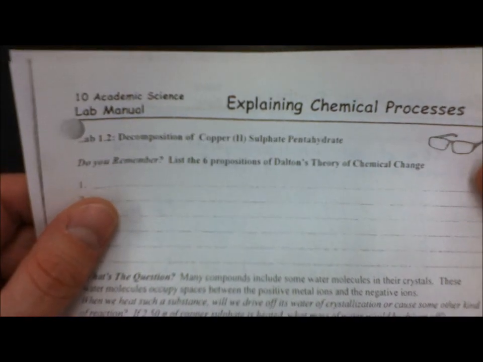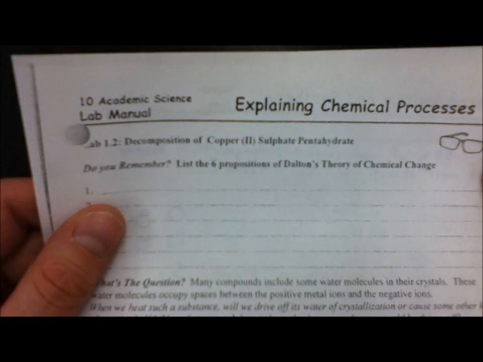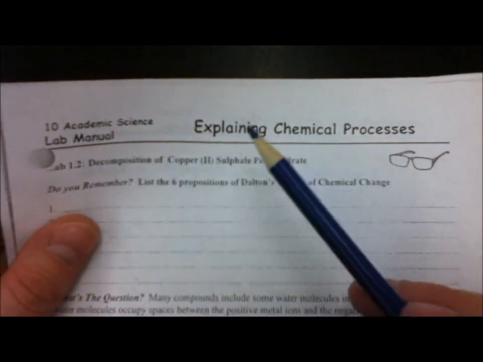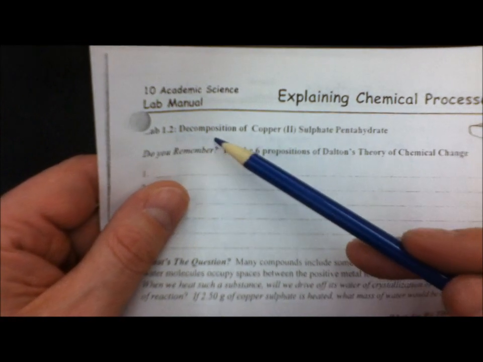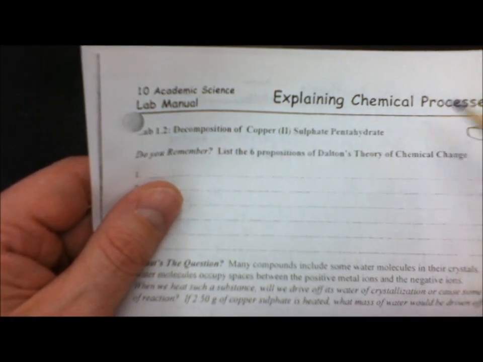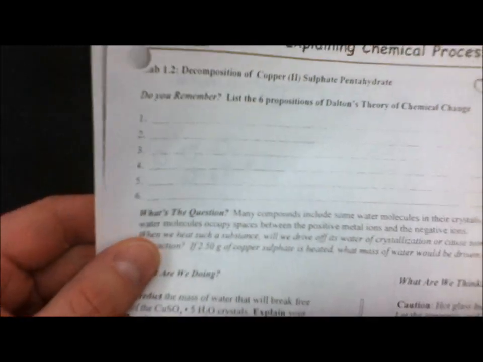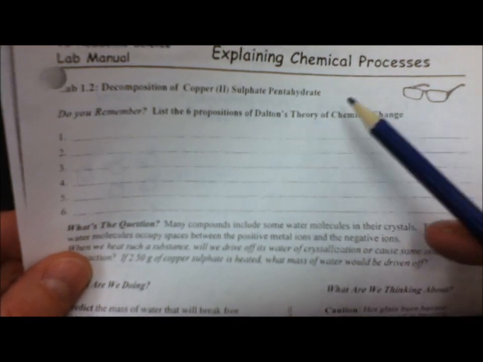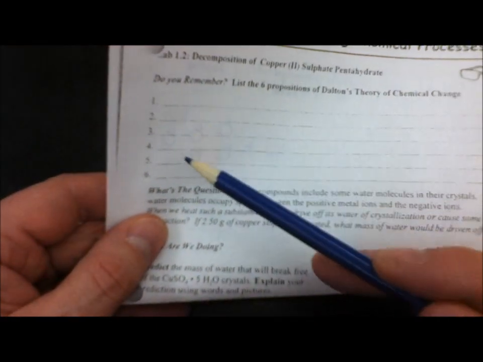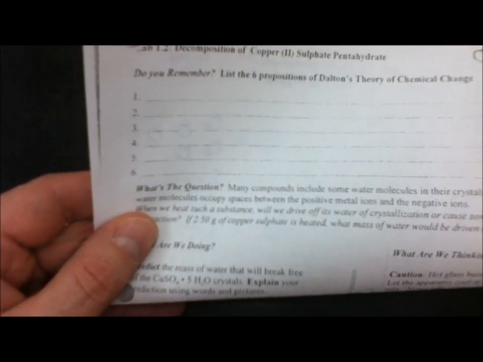Okay, this is the first video, decomposition of copper sulfate pentahydrate. You can find your lab sheet explaining chemical processes, lab 1.2, with that title. You'll have to pause the video and dig out your handout that talks about Dalton's theory of chemical change and write out the 6 statements in this space right here. You can pause the video at this moment and do that.